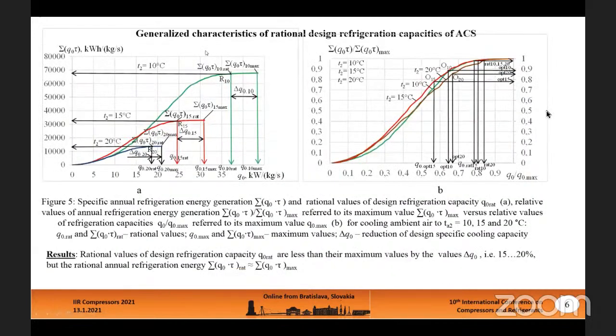Here you see the results of calculation in relative values. As you see, this is a decrease in design refrigeration capacity. And in relative value, you see that the design refrigeration capacity is less than the maximum value traditionally calculated by about 15–20%.